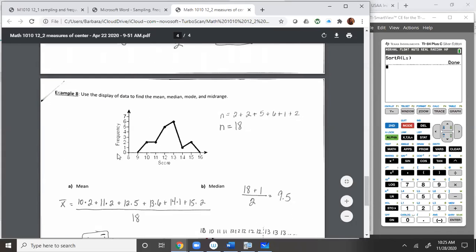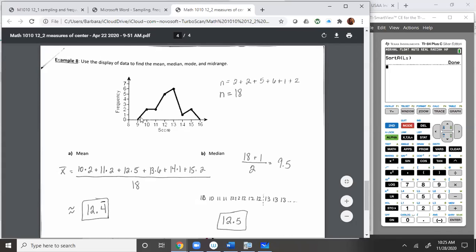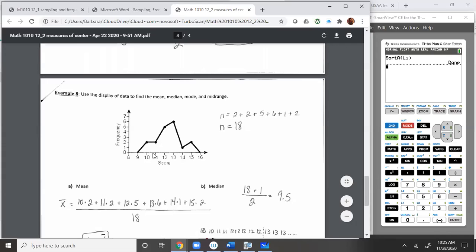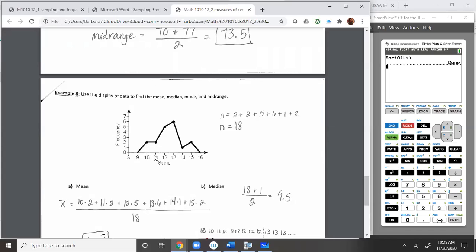Example 8, use the display of data to find the mean, median, mode, and mid-range. So now we have a line graph, and we have the frequencies on the left and the scores on the bottom here. And the scores begin with 10. 10 has a frequency of 2. 11 has a frequency of 2. So to find the total number of frequencies, we add up 2 plus 2 plus 5 plus 6 plus 1 plus 2. So we have a total of 18.